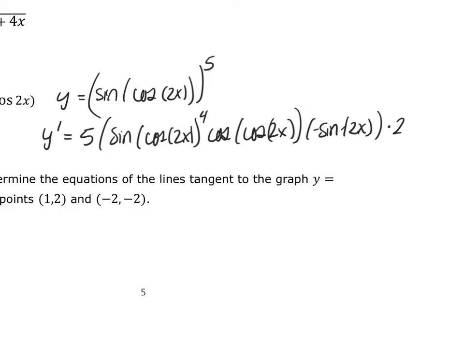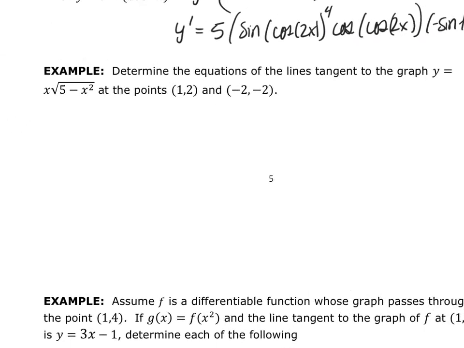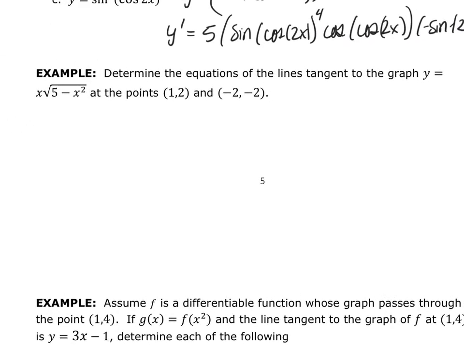And then I do it again because I want the second derivative, but unfortunately I'm running out of time. So let's take a look at the example here. Determine that the equations of the lines tangent to the graph y is equal to this are at the points this and this. How do you think I'm going to attack this one? How do you think I'm going to go about doing this one?